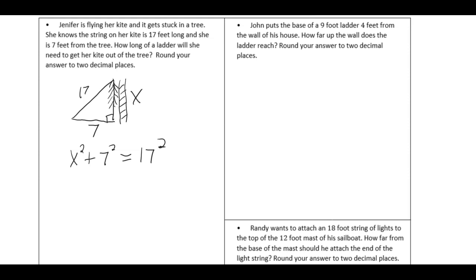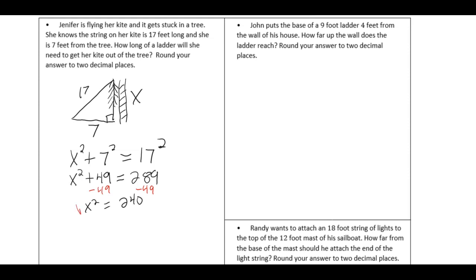In this problem, what we're trying to find is one of the sides versus the hypotenuse like our previous problem. So our x is on the side with both squares. So if we simplify, we have x squared plus 49 equals 289. And now we can start solving for x. Subtracting 49 gets us to x squared equals 240.